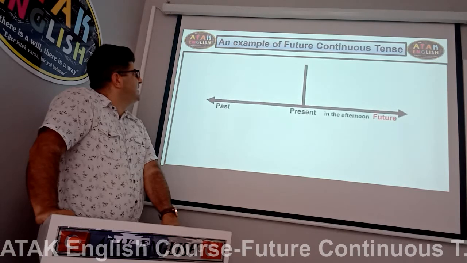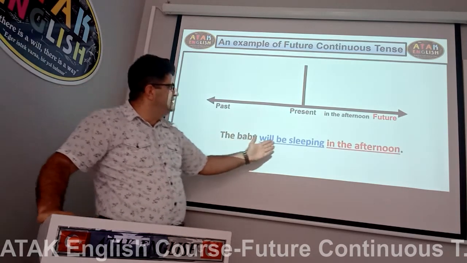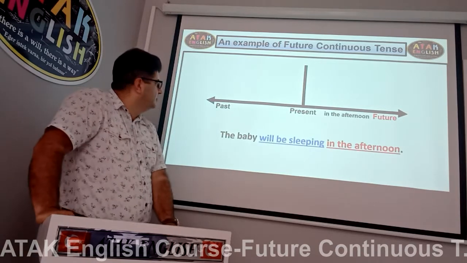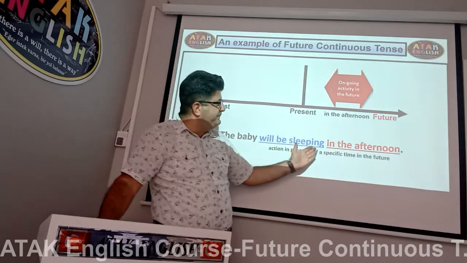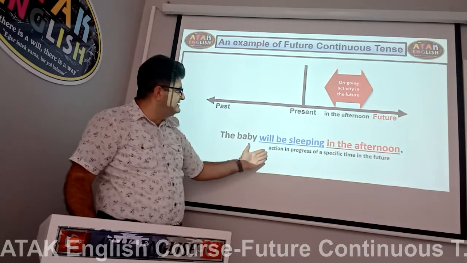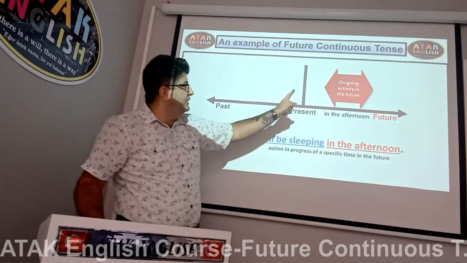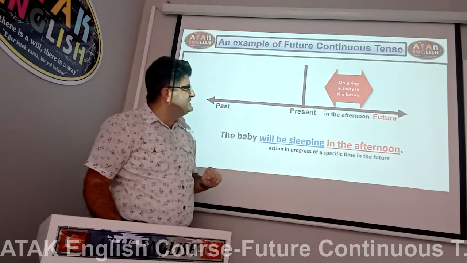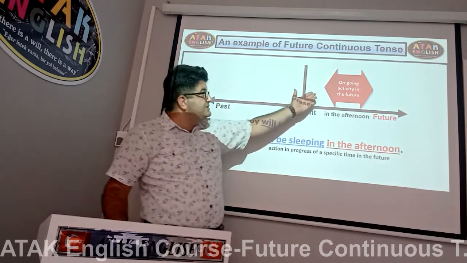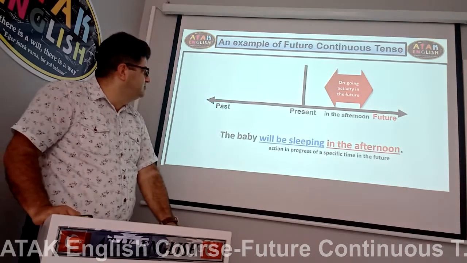Here comes another example for us to understand future continuous tense. The baby will be sleeping in the afternoon. Okay, will be sleeping in the afternoon is an action in progress at a specific time in the future. There you go. This is an action in progress at a specific time in the future, which is also an ongoing activity in the future.